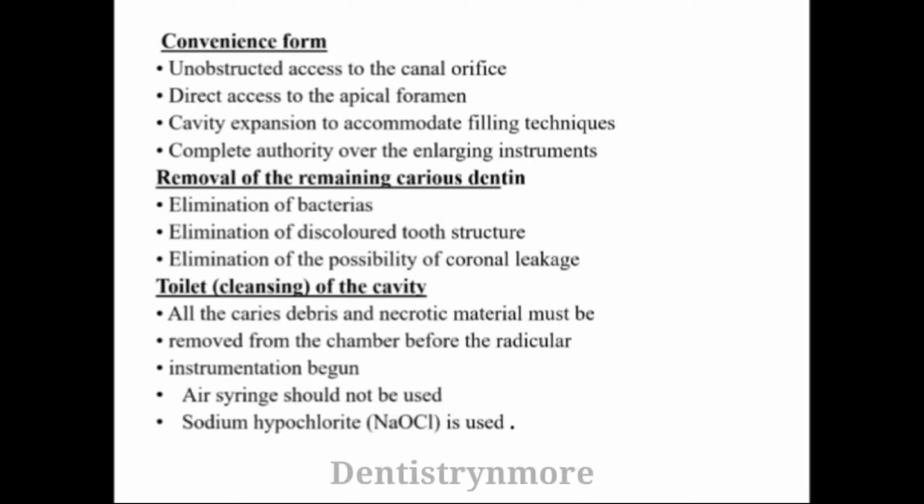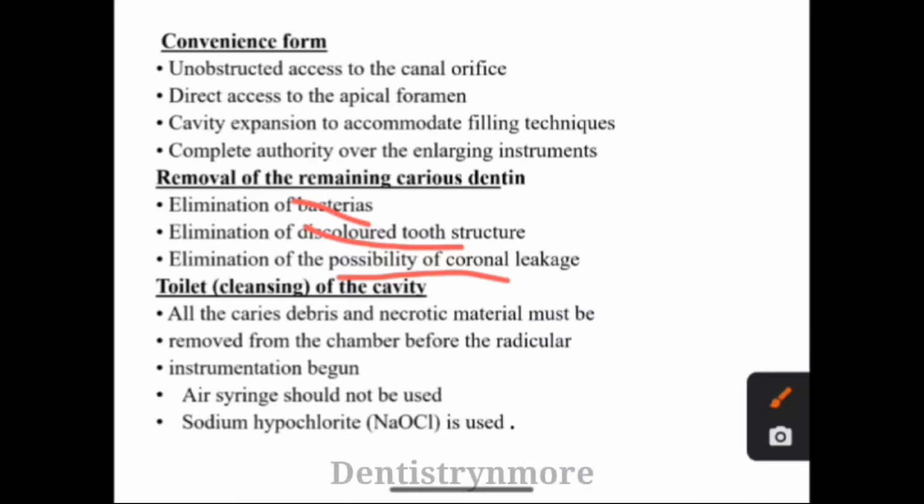So it also contains points like unobstructed access to the canal orifice, direct access to the apical foramen, and removal of any remaining carious dentine, that is the elimination of bacteria, discolored tooth structure, and possibility of any coronal leakage. And cleansing of the cavity includes all the caries, debris and necrotic materials that can be removed from the pulp chamber before the radicular instrumentation begins. So here mainly sodium hypochlorite is used.